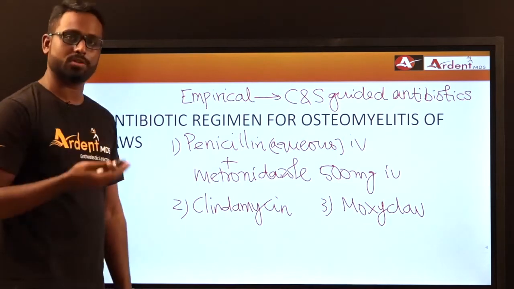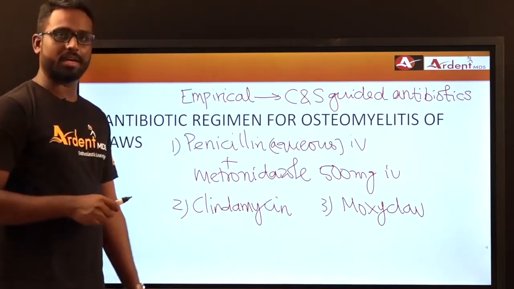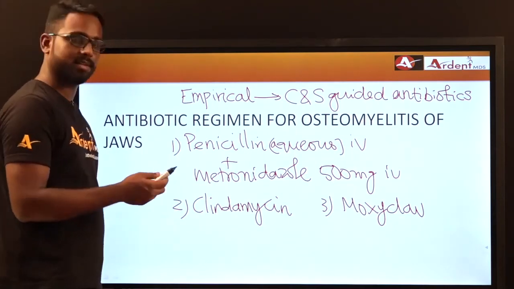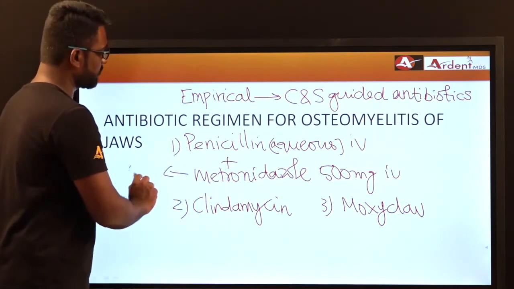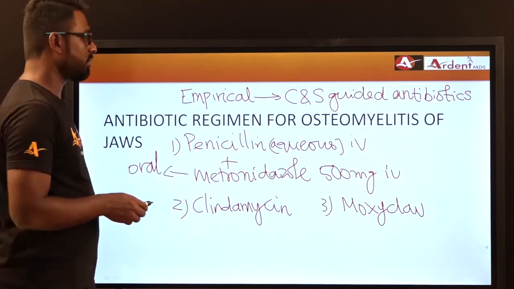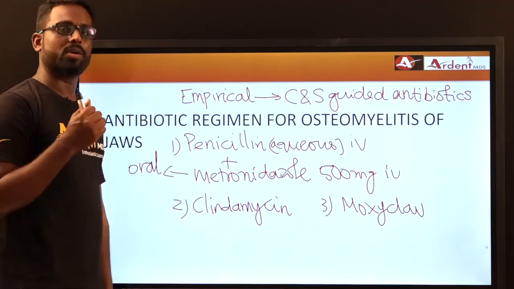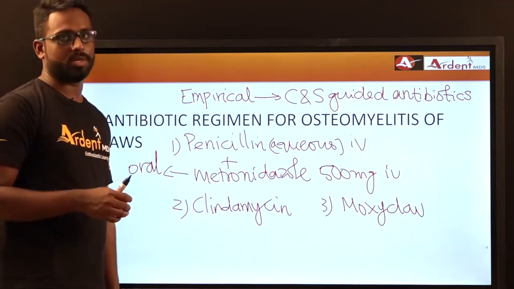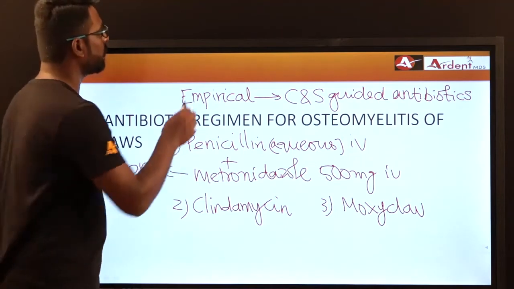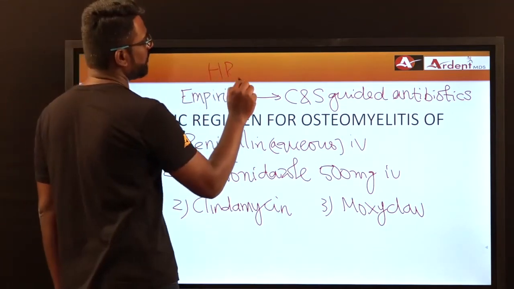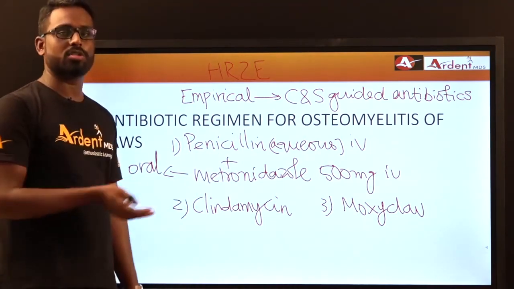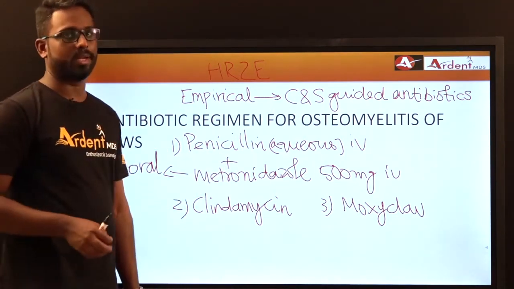Suppose the patient is at hospital, you will give IV drugs. Suppose the patient is at home or his daycare center, you have to give oral drugs. So these are some of the antibiotics that you use in osteomyelitis, be it actinomycotic, nocardial or tuberculosis osteomyelitis. Whenever the patient is having tuberculosis osteomyelitis, you will follow the same anti-tuberculosis regimen as HRZT. The same regimen that you follow for tuberculosis, you will follow for tuberculosis osteomyelitis also.